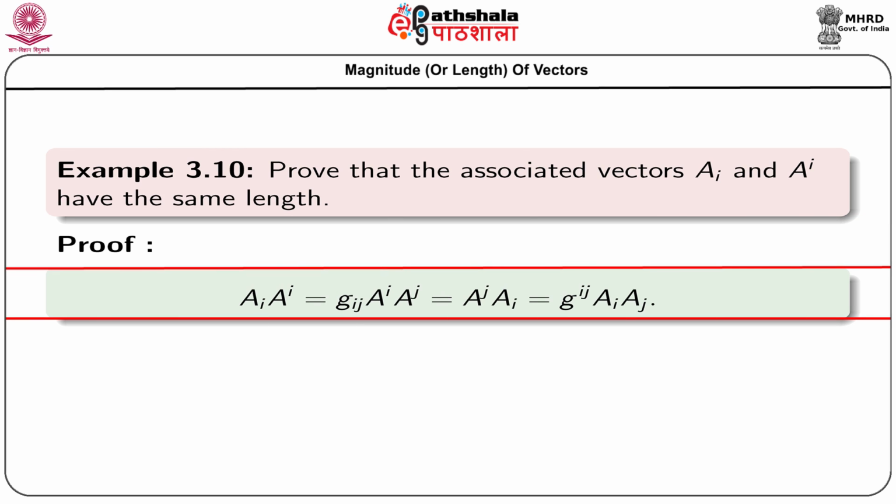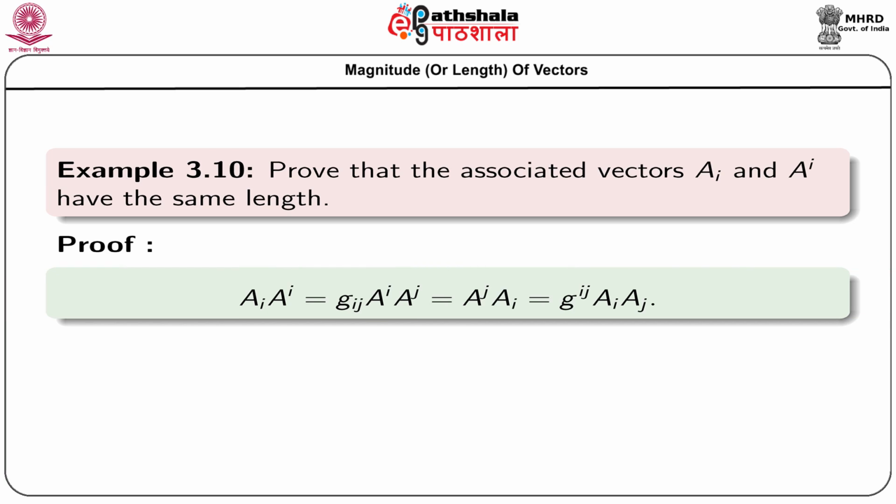So, A_i can be expressed as g_ij A^j with the help of the definition of associated vectors, and that can be written as g_ji A^j, and that is equal to g_ij A^i A^j. So, they have the same length.